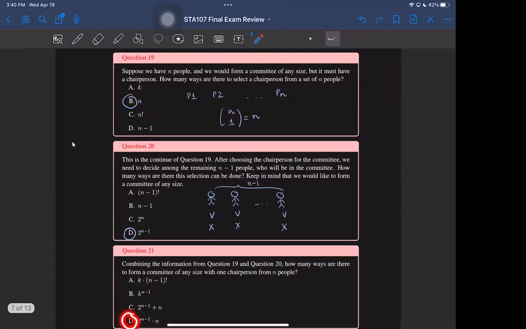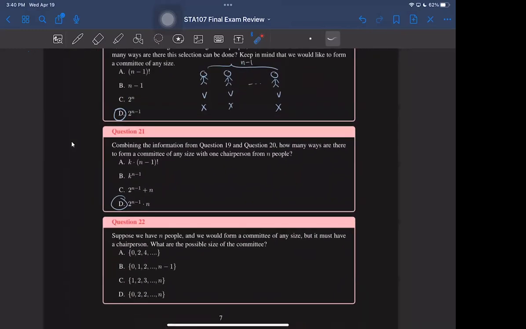That is good. So we see that in order to form a committee from n people where we need one chairperson, in step 1, we do whatever we did in question 19. We pick a chairperson. This is step 1. And step 2 is in question 20. We decide among the remaining n minus 1 people whether they will be included in the committee or not. And since they are sequential steps, we multiply them together. So we would have the answer from question 19 multiplied with the answer from question 20.